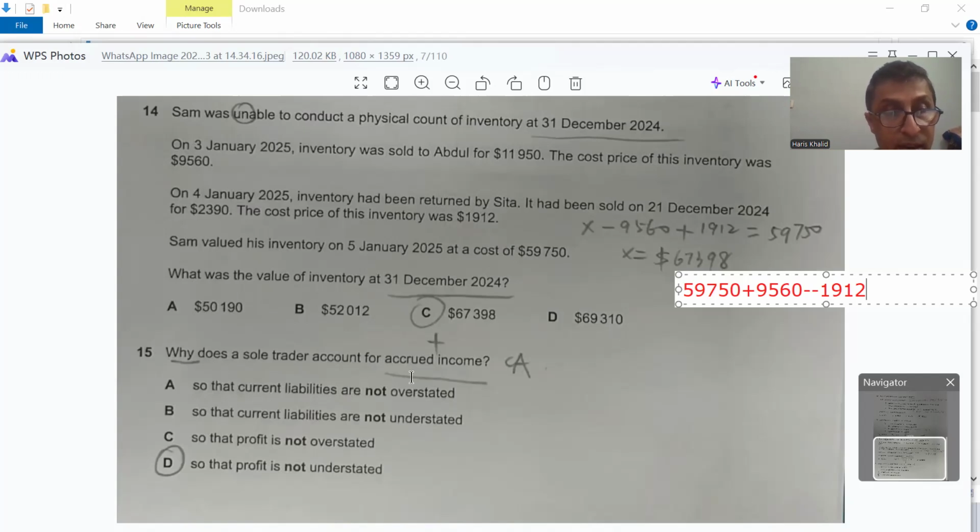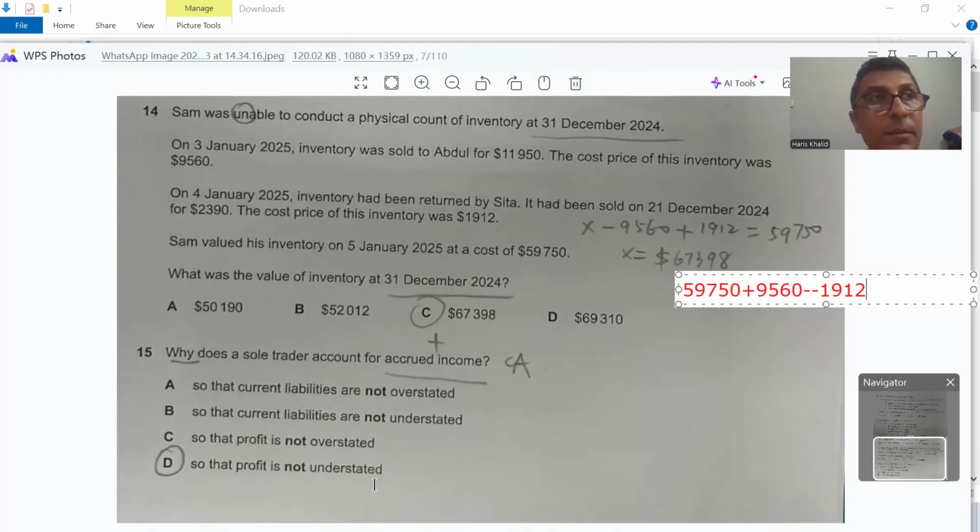15. Why does a sole trader account for accrued income? So that current liabilities are not overstated, so that current liabilities are not understated. Accrued income is a current asset, beta. It has nothing to do with current liabilities. So that profit is not overstated, so that profit is not understated.